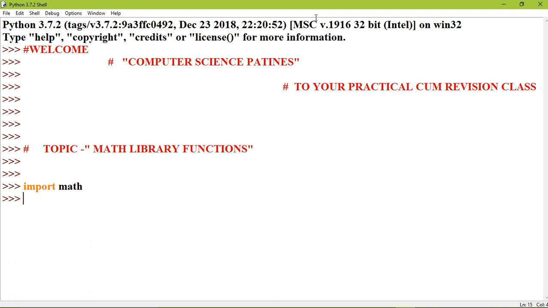Why have I chosen interactive mode? Because we will be executing the functions, and just after writing them, we will be getting results. So I have chosen interactive mode for the functions; programs will be done in script mode. Okay, so the math module has been imported. Now we can take help of this math module to execute different functions.